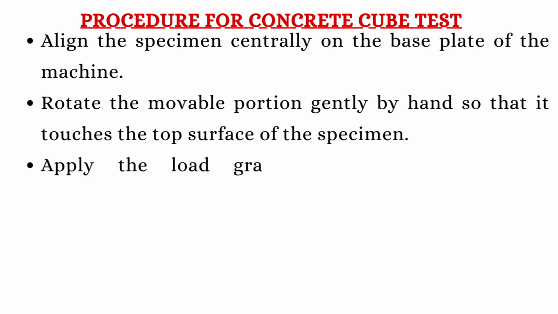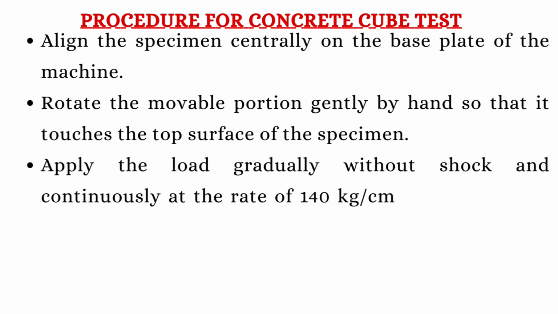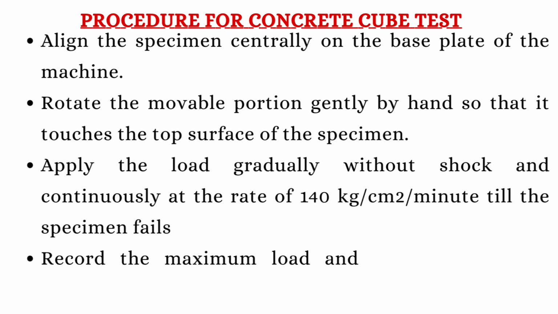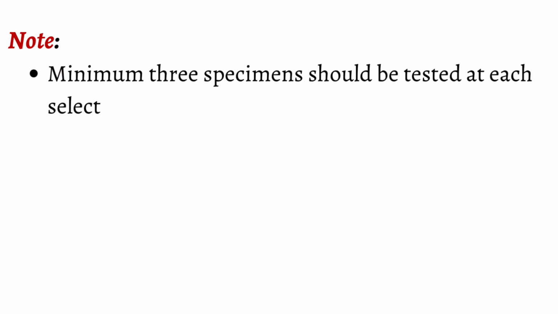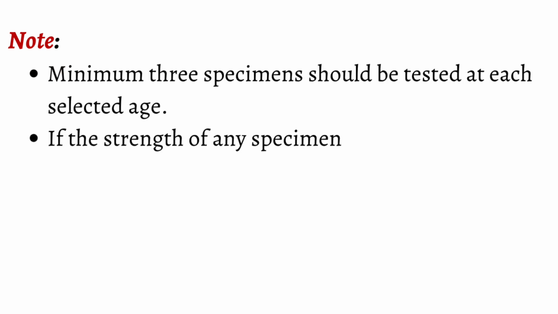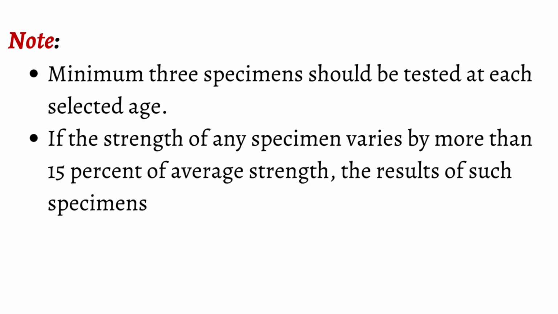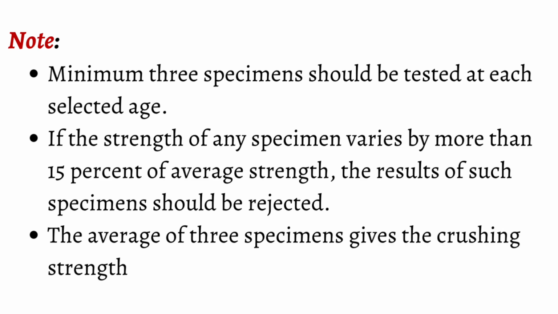Apply the load gradually without shock and continuously at the rate of 140 kg per centimeter square per minute till the specimen fails. Record the maximum load and note any unusual features in the type of failure. Minimum 3 specimens should be tested at each selected age. If the strength of any specimen varies by more than 15% of average strength, the results of such specimen should be rejected. The average of 3 specimens gives the crushing strength of the concrete.